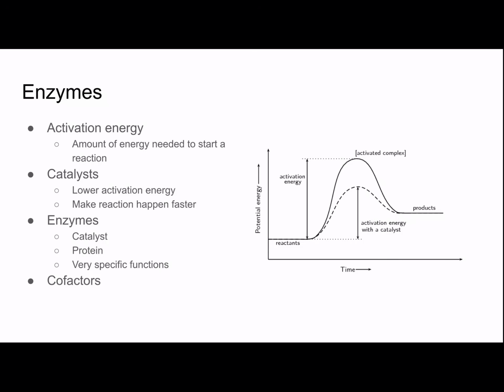And cofactors are basically non-protein helpers that help enzymes do their job. So again, let's take a look at the picture. You can see the activation energy is very high, but when you add a catalyst, the activation energy will decrease. The hill is not as tall, which means that it will have an easier chance of getting to the top of that hill and starting the reaction. So it makes the reaction happen faster.